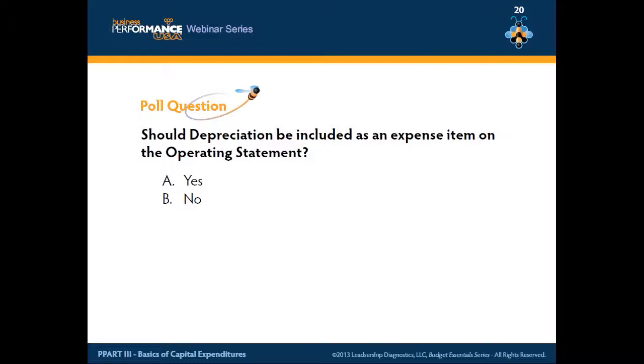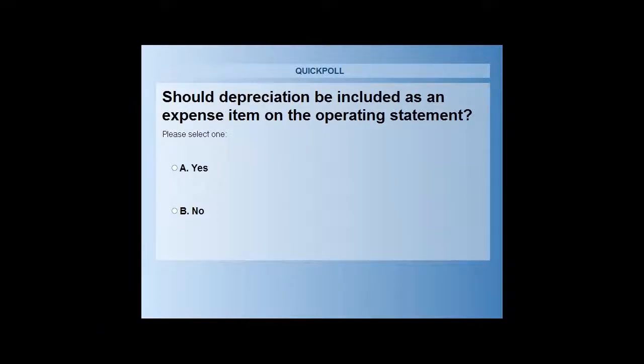So, next to the last polling question, should depreciation be included as an expense item on the operating statement? And Cynthia, I'll turn it over to you for the poll to see what responses we get. Okay, folks, go ahead and place your votes.